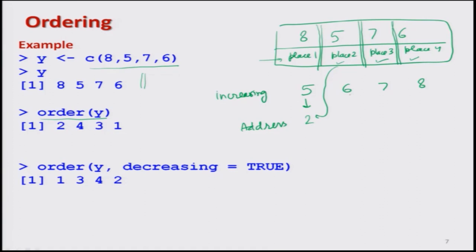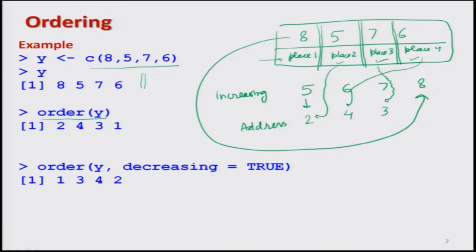What about 6? 6 is at place number 4. What about 7? 7 is at place number 3. And what about 8? The address of the place of 8 is 1. So, now I should get a vector 2, 4, 3 and 1, which denotes the addresses of 8, 5, 7 and 6, and this is what we are getting over here.